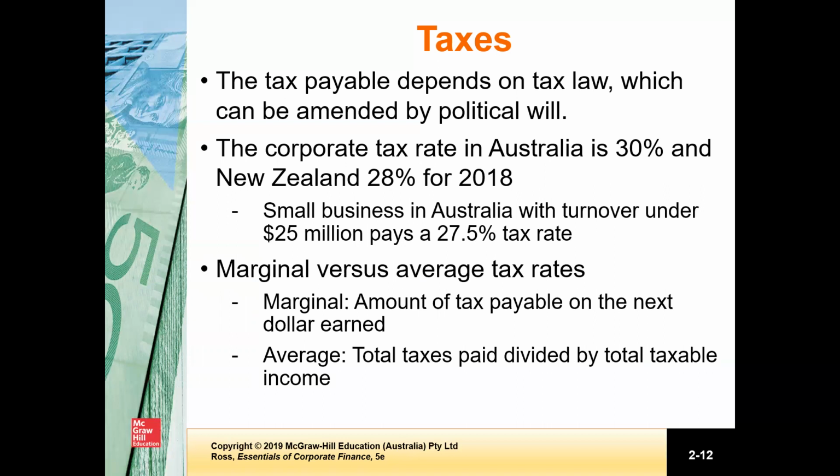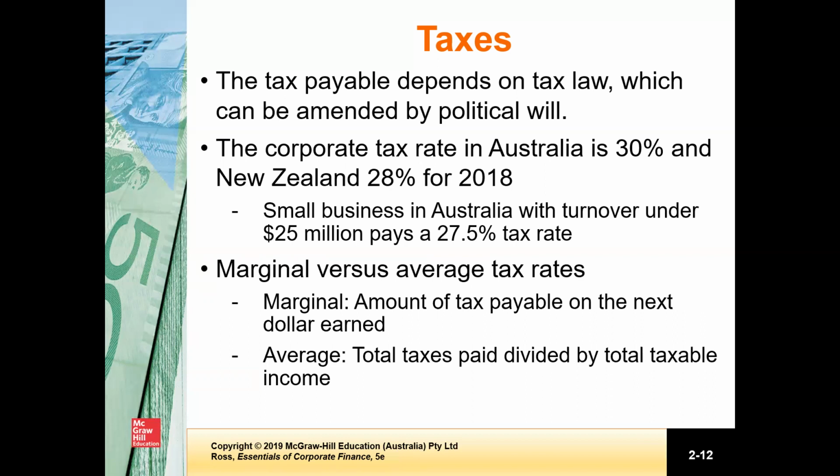Now come to marginal versus average tax rates. In making financial decisions, it is frequently important to distinguish between average and marginal tax rates. Your average tax rate is your tax bill divided by your taxable income. In other words, the percentage of your income that goes to pay taxes. On the other hand, your marginal tax rate is the extra tax you would pay if you earn $1 more.